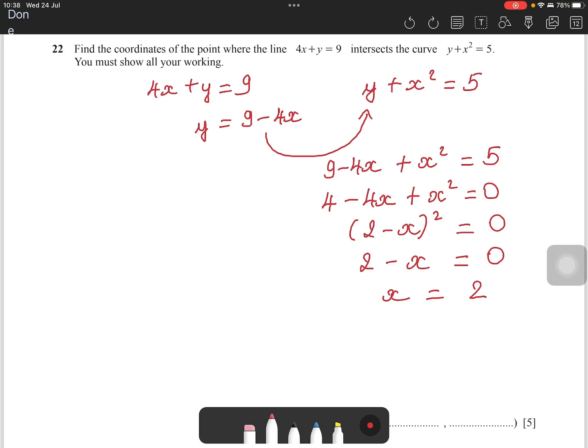Then to find the value of y, we can substitute back into the original equation. y is equal to 9 minus 4 times x, which is 4 times 2, equals 9 minus 8 equals 1. So the answer is 2, 1. This is the end of the test.